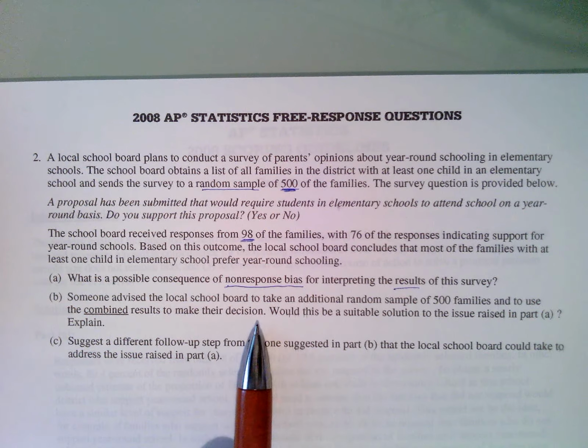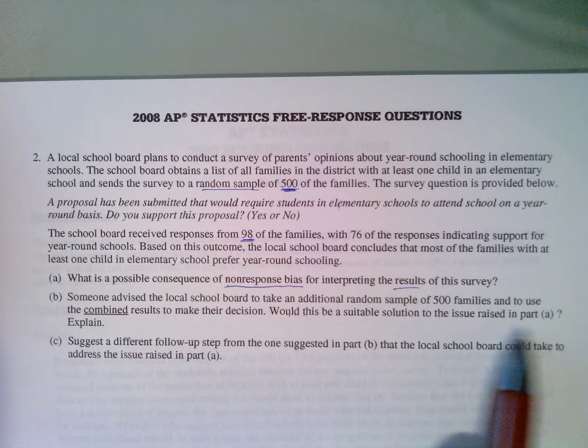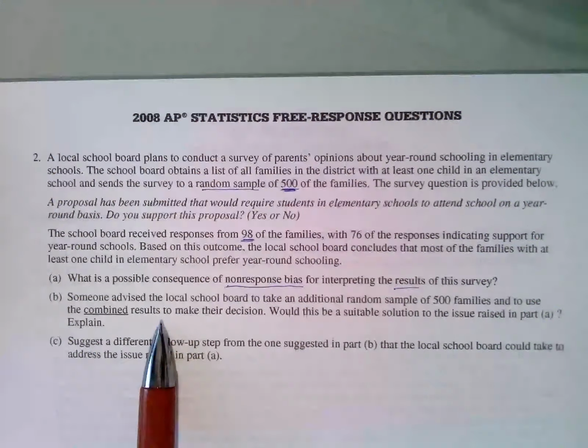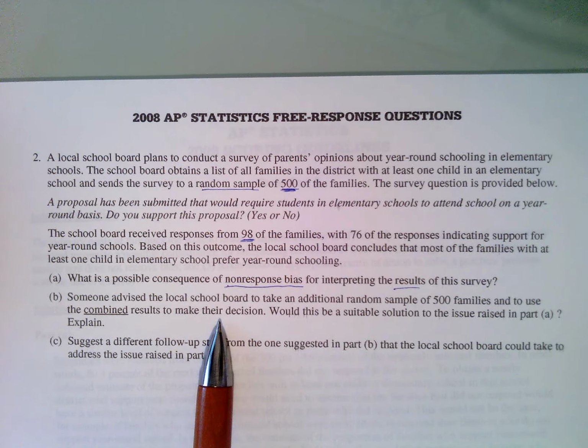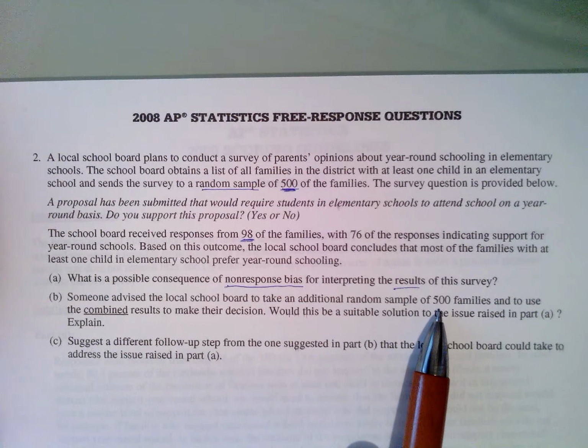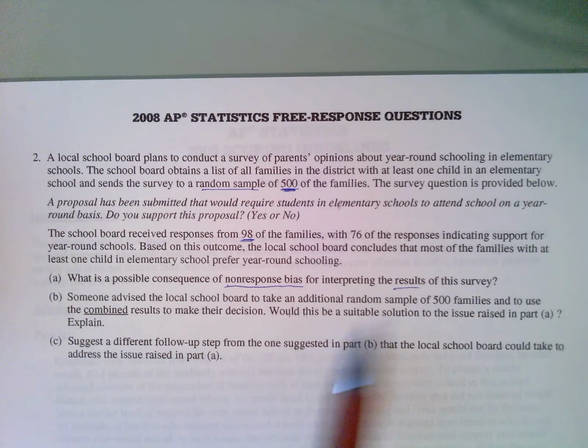Would this be a suitable solution? No. And the answer to that should just be a strong no right off the bat. No, because you're going to run into the same problem. I could ask 500 more families, but what if only 98 of those responded? So now I end up with, well, let's say it's 100, right? So this time.